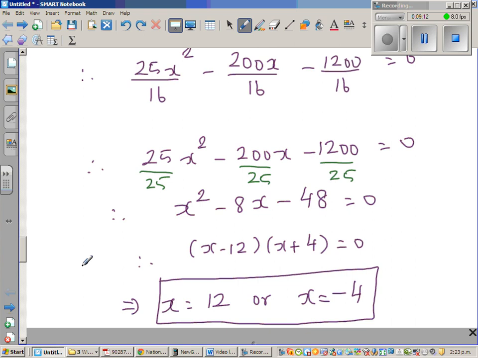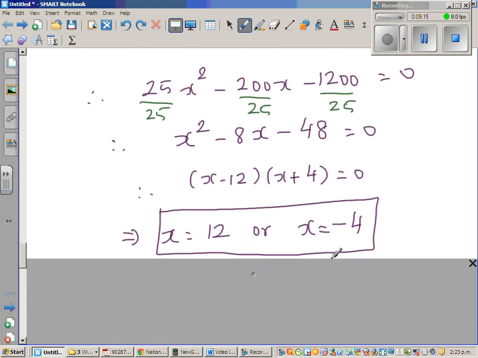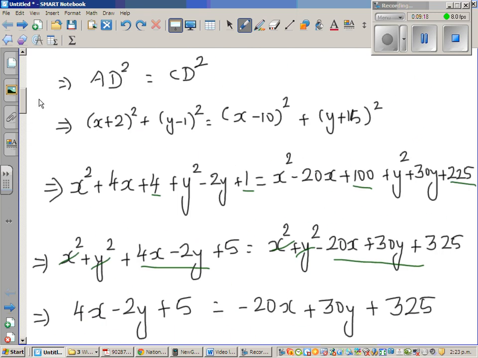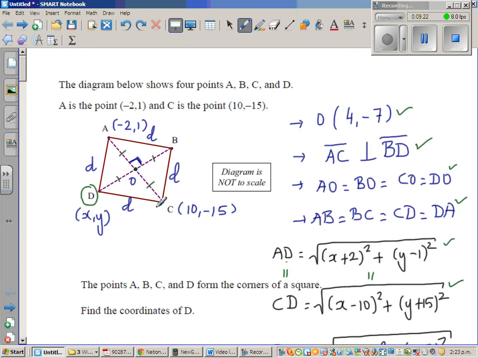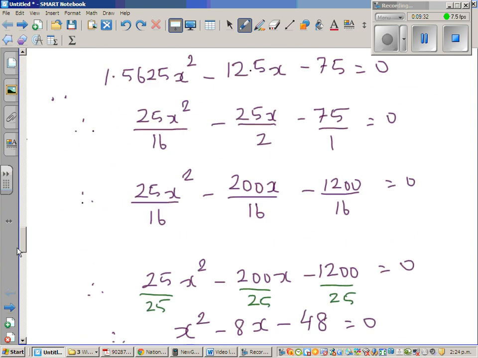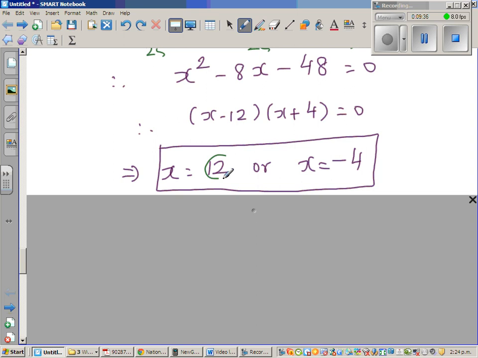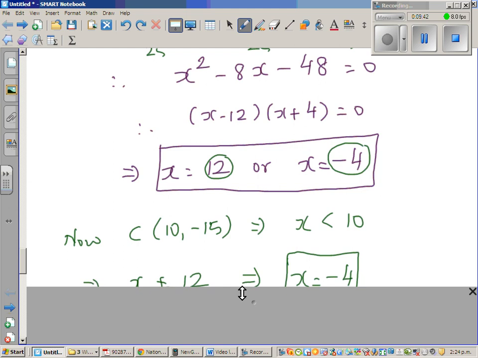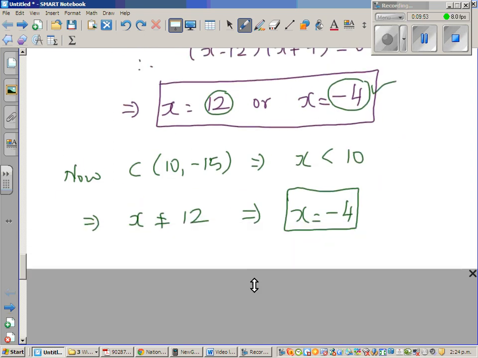And that will give you two answers: x is 12 or x is negative 4. Now, if you look at the diagram, though it is not drawn to scale, D is to the left of C, so the x coordinate of D has to be less than 10. That's my argument. Mathematically both are right, but C is (10, -15), so x has to be less than 10. So I'm rejecting x is 12 and accepting x is negative 4.